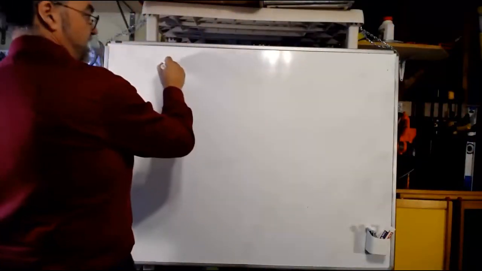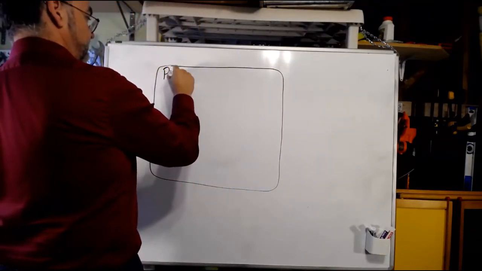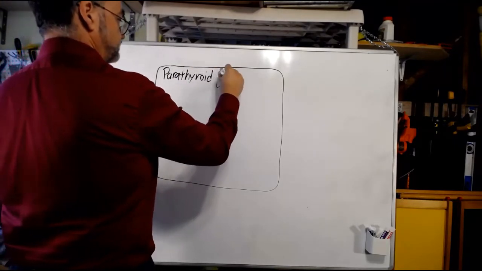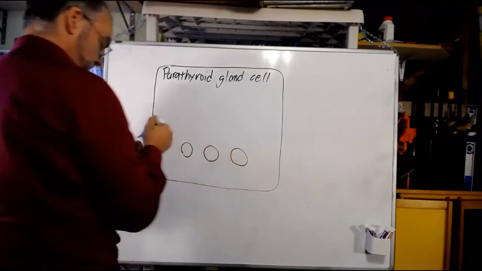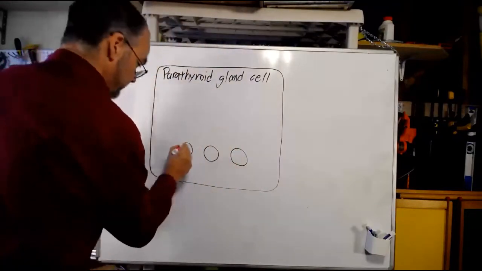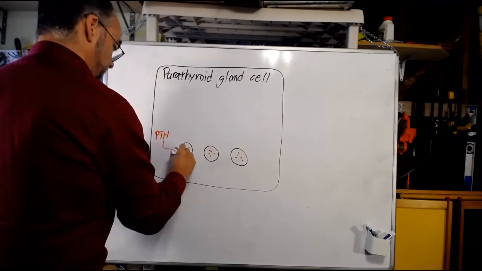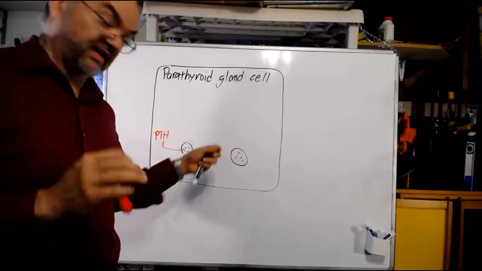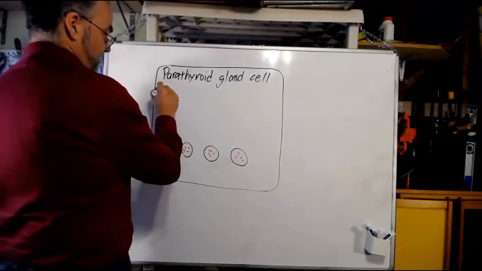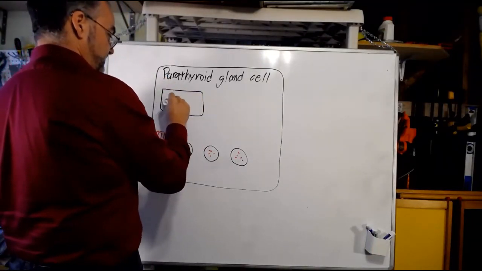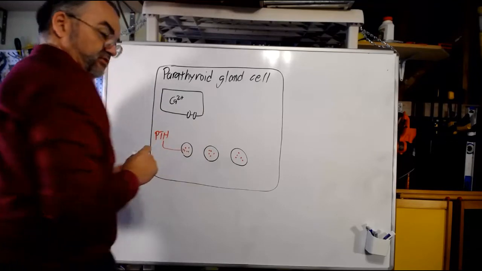So let's imagine that we've got here a cell in the parathyroid gland. And we will have vesicles with parathyroid hormone in them. So those are vesicles with parathyroid hormone ready to go. We just have to fuse those vesicles with the membrane and release that hormone into the blood. Now another thing in the parathyroid gland is that we will have storage of calcium here inside the cell. And here will be some calcium channels.